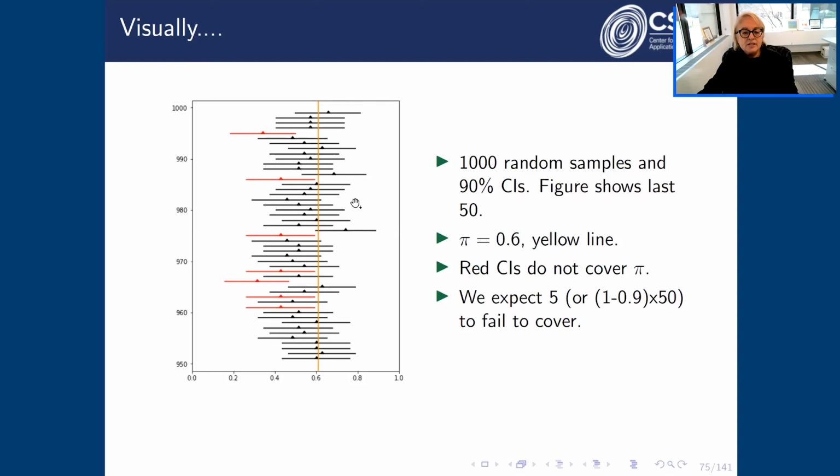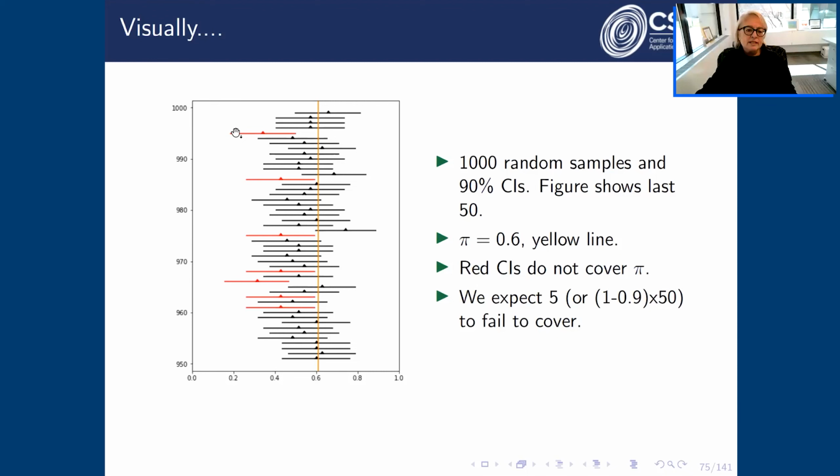And so each of these horizontal lines represents a 90% confidence interval, one from each of the last 50 samples out of the thousands. The little triangle here is the estimate p obtained from each one of these little samples. And if it's a 90% confidence interval, I would expect that out of 100, 90 intervals would cover the true value of pi and 10 would not. So out of 50, I would expect that 45 would cover and 5 would not.